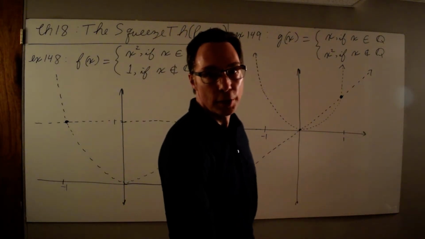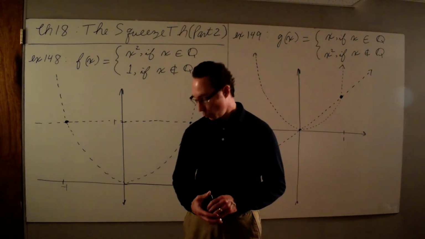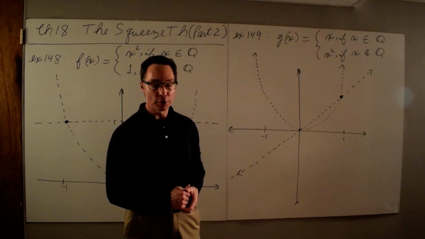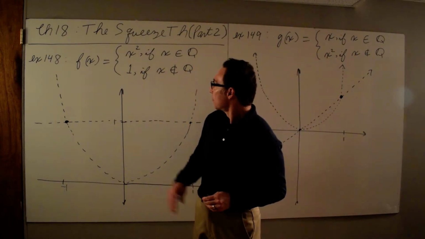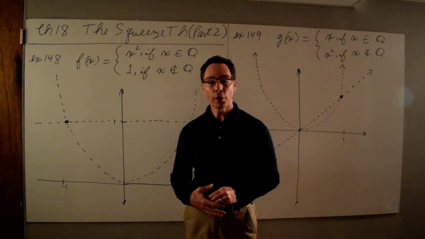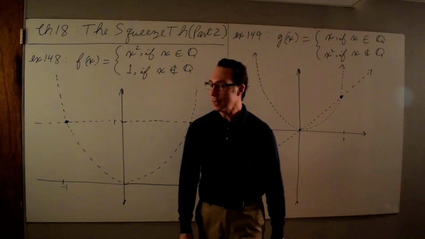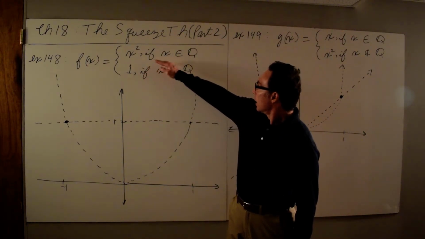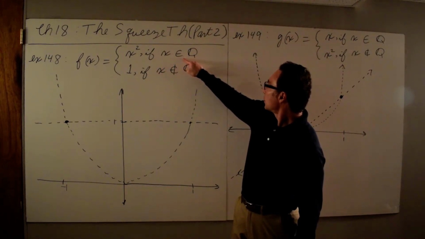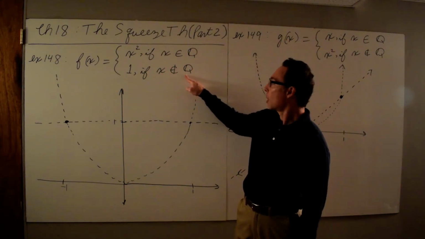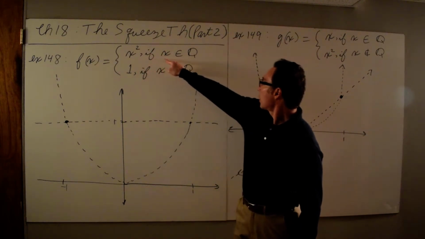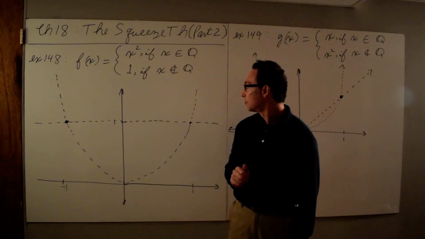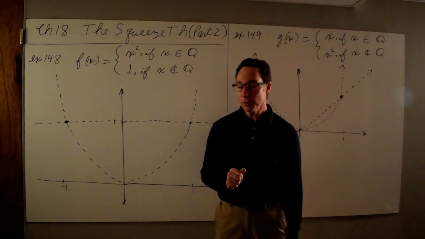This is the second video on chapter 18, the squeeze theorem, and I have left example 149 up from the last video. And so we're going to look at example 148, and this is similar. It's a piecewise defined function, and f of x is defined one way for a rational number and another way for an irrational number. So f of x is x squared if x is rational, and 1 if x is irrational. And so the graph is a similar thing.